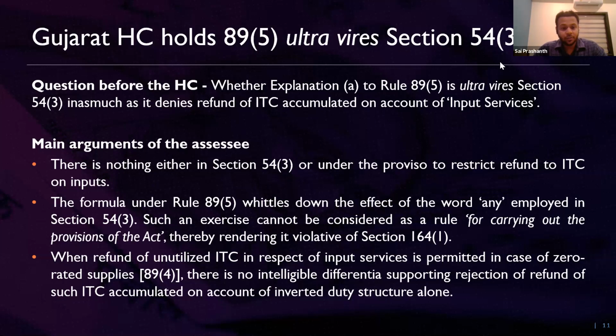And thirdly, which is why I explained 89.4, they argued that when a refund of unutilized ITC in respect of input services is permitted in case of zero rated supplies, which is 89.4, there is no intelligible differentia supporting rejection of refund of such ITC on account of inverted duty structure alone. So they said when 89.4 specifically covers both inputs as well as input services, there is no reasoning to say 89.5 alone will be restricted to inputs. So what did the court hold?